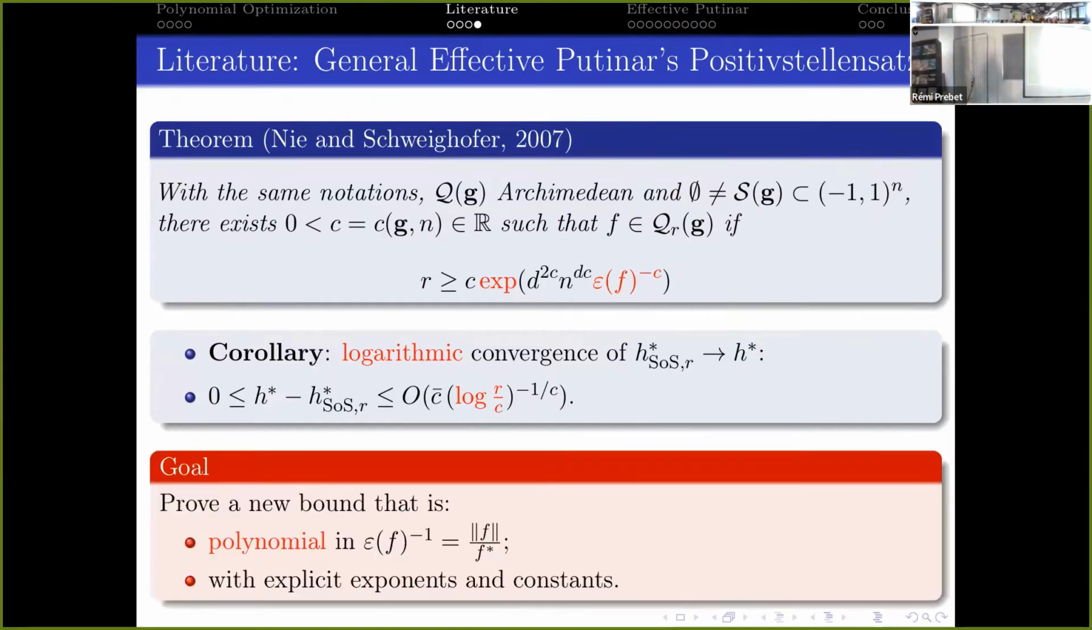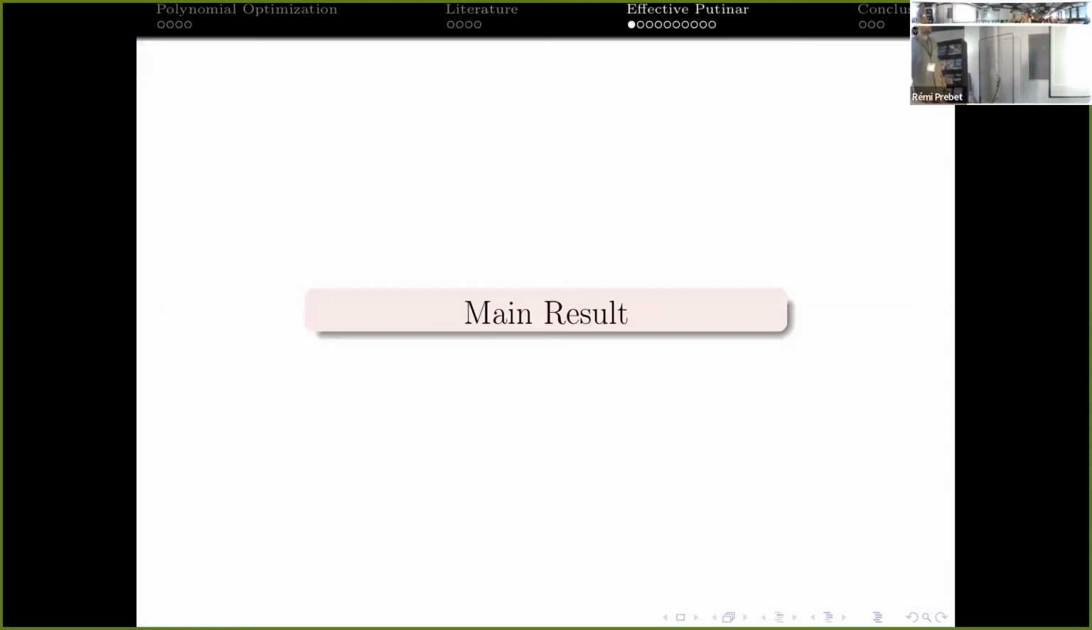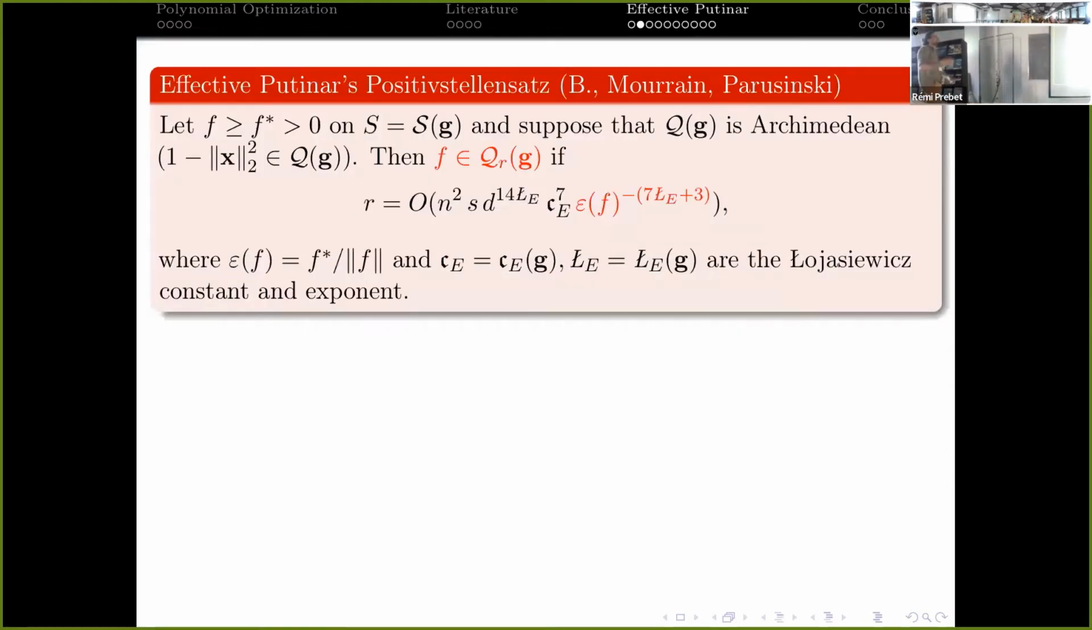And what we want to do is to prove a new bound which is polynomial in epsilon of f to the minus 1. And moreover, answering partially what Salma just asked, we want explicit constants and exponents. We want geometrical properties to appear explicitly. Okay, let me present immediately the main result.